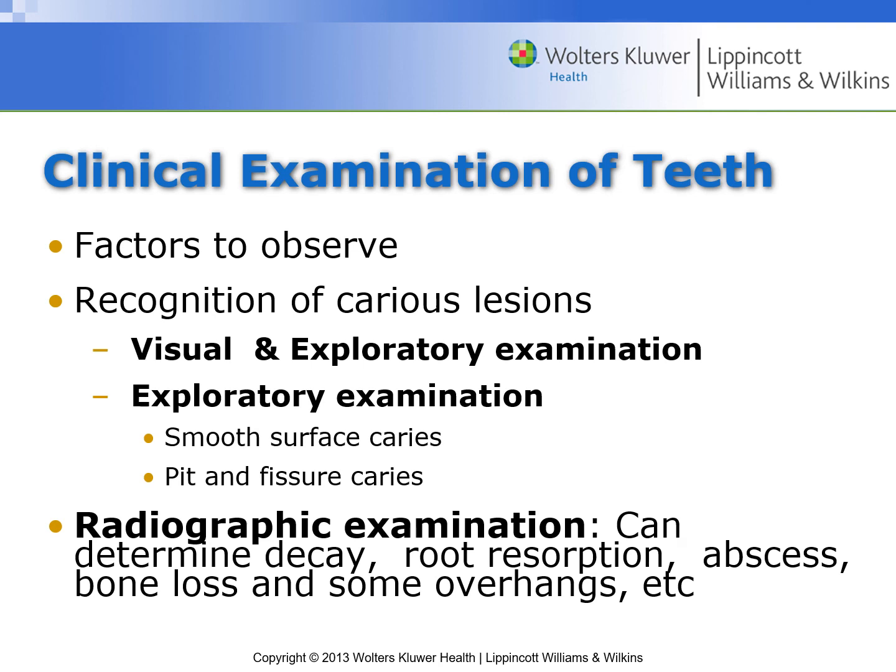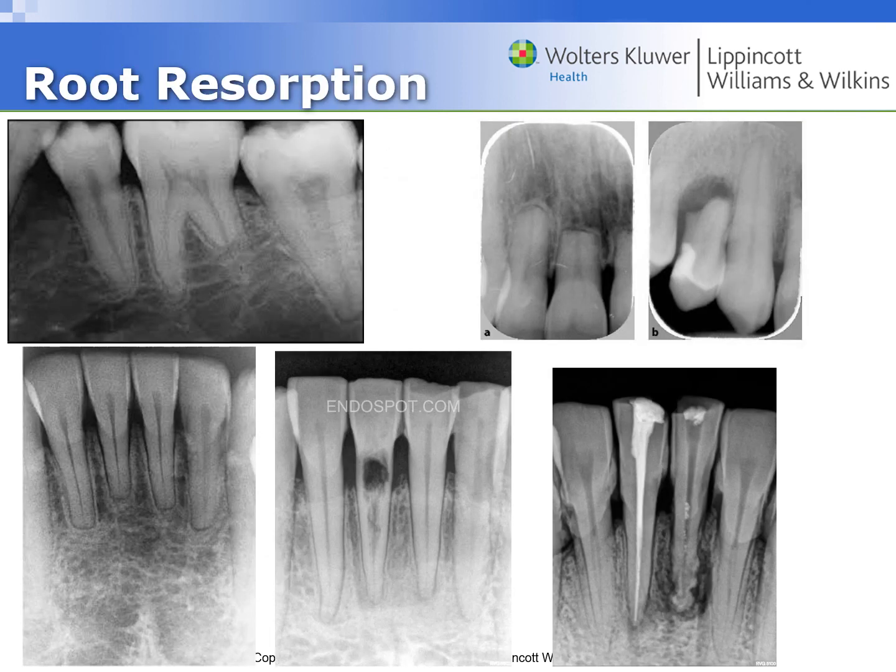Radiographic examination: you can determine decay, root resorption, an abscess, bone loss, and overhangs, among other things, when we're examining the teeth that we can't see. Visually, we can always look at a radiograph. So this would be root resorption.